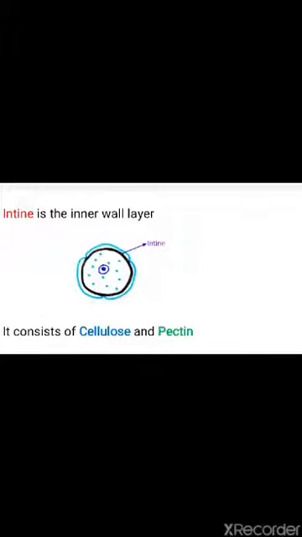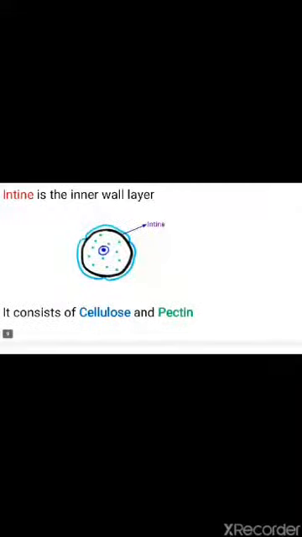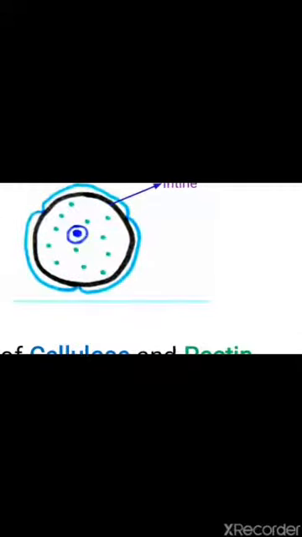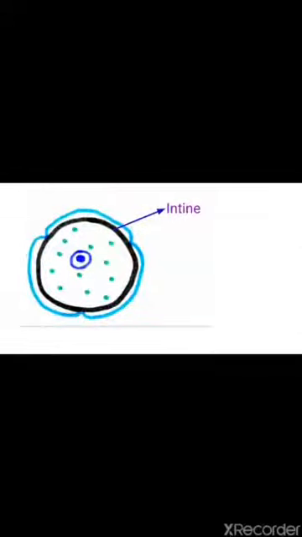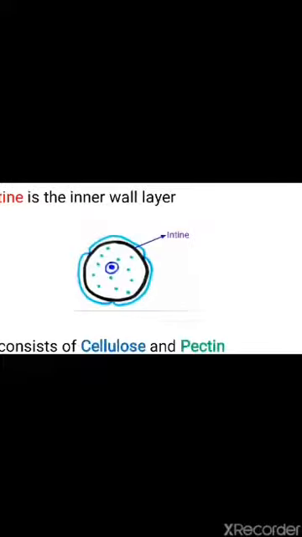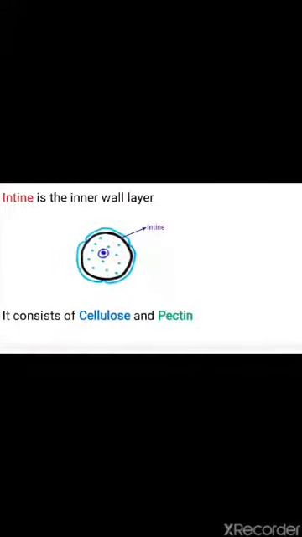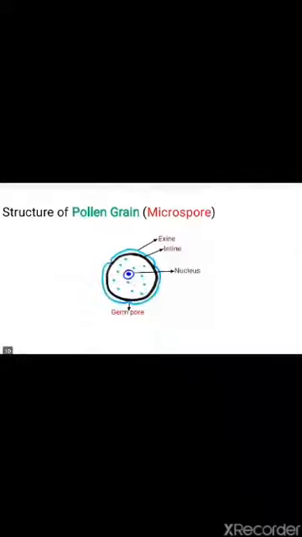Now the next wall is intine. We studied exine. Now the inner wall is called intine. Intine consists of cellulose and pectin. What is shown in black, that covering is intine, and the outer bluish covering is exine. So the intine is made up of cellulose and pectin.